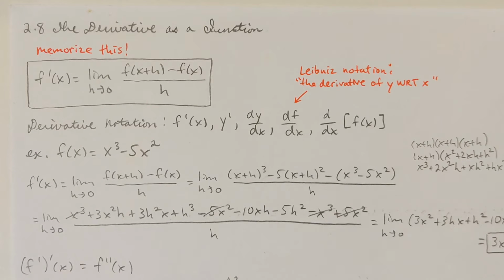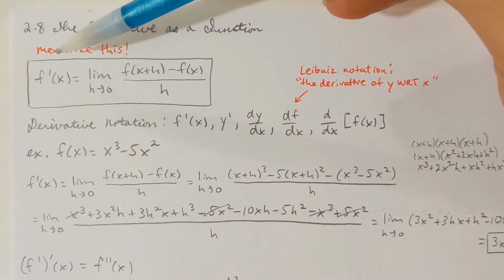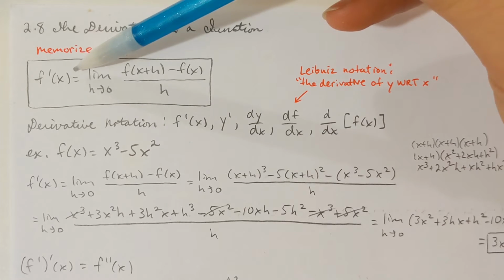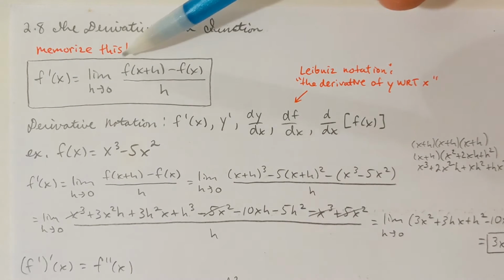All right, 2.8 is the last section in the chapter here. So we've already introduced the derivative in the last section, and we're going to talk more about that essentially. The derivative as a function. So the first derivative of f with respect to x, or f prime of x, is this limit definition. Okay, memorize that. We're going to be using it a lot coming up here.